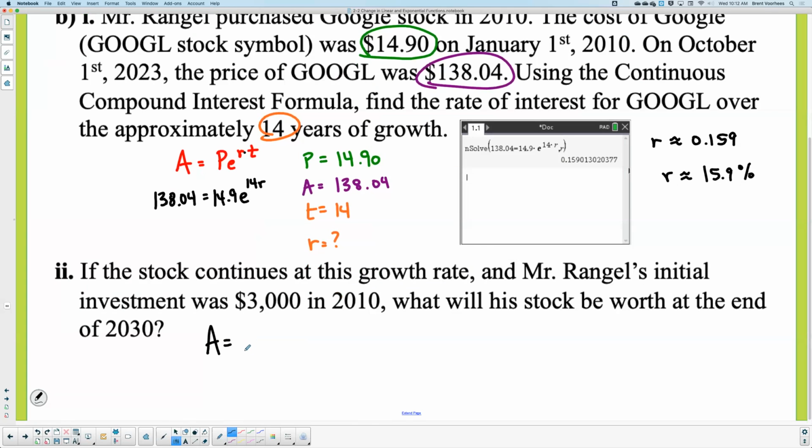Here's what we're going to type in. Our initial values change. What's our initial value now? 3,000. This is now our P. So we're going to say 3,000. Take away the comma and the dollar sign. E. We now know our rate, 0.159, and we know our time. How much time? 20 years. Let's go find out what that's going to be valued at.